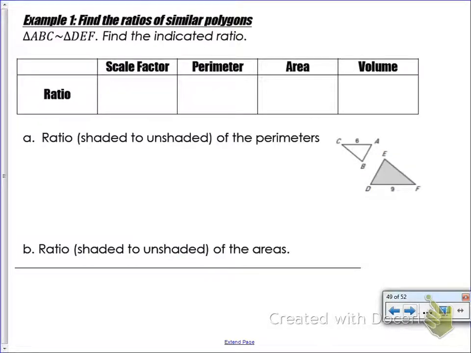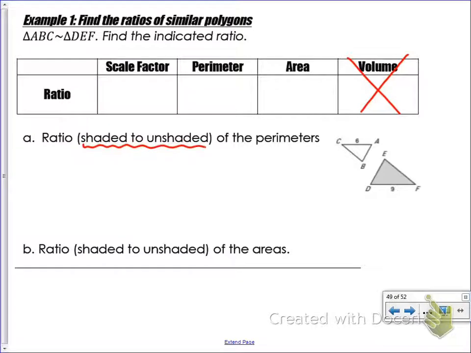All right, in this first example, we have two triangles that are similar to each other. We're not going to find volume. Obviously, you can't find the volume of a two-dimensional shape. So we'll start off by finding the scale factor, the perimeter ratio, and the area ratio. So we want to figure out what all these ratios are going to be. First of all, make sure we pay attention to this. We're going to go shaded to unshaded.